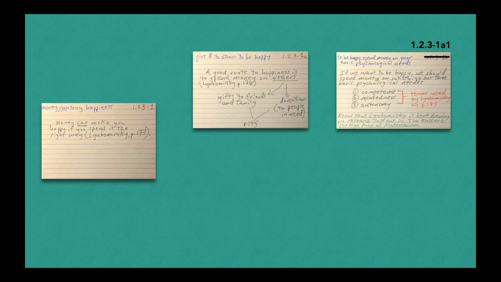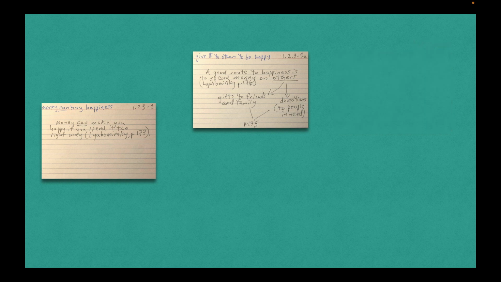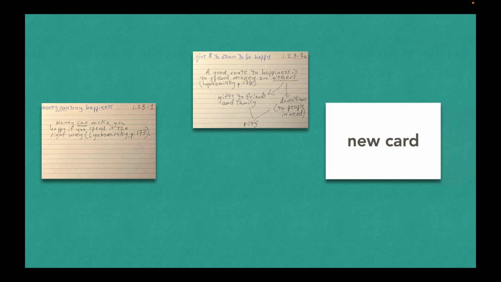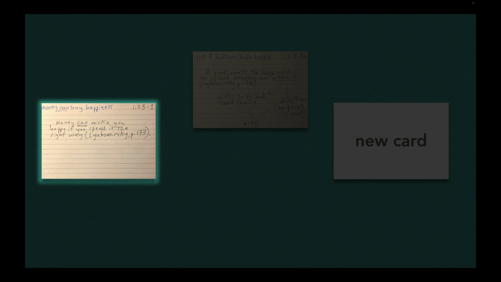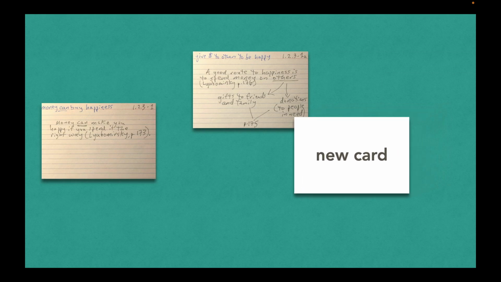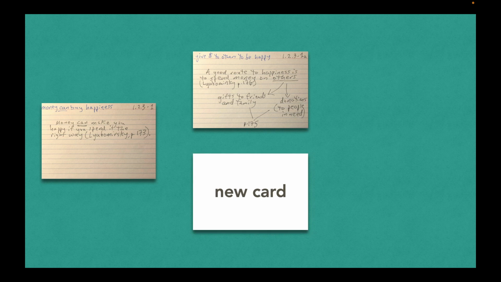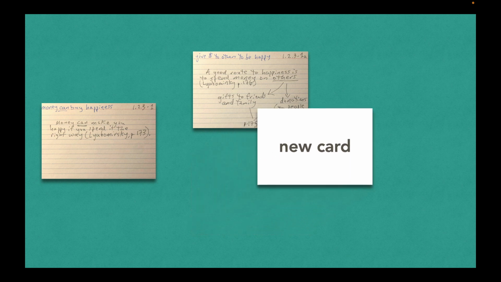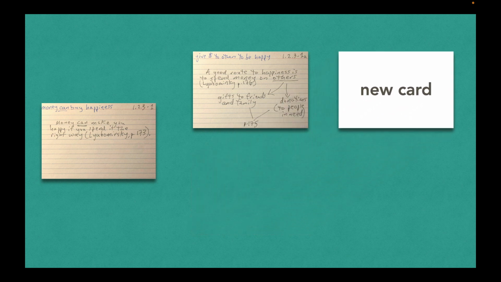Let me make that point slightly differently. Let's say you have these two cards in your Zettelkasten, and you've just created a new related card. If that new card is more so a continuation of this card than it is a continuation of this one, then it would go here and have an address that ends with 1B. If the card instead is more a continuation of this card than the other one, then it would go here and have an address that ends with 1A1.